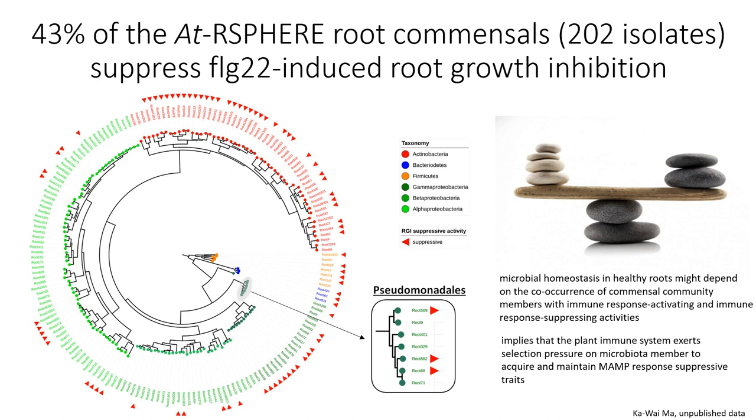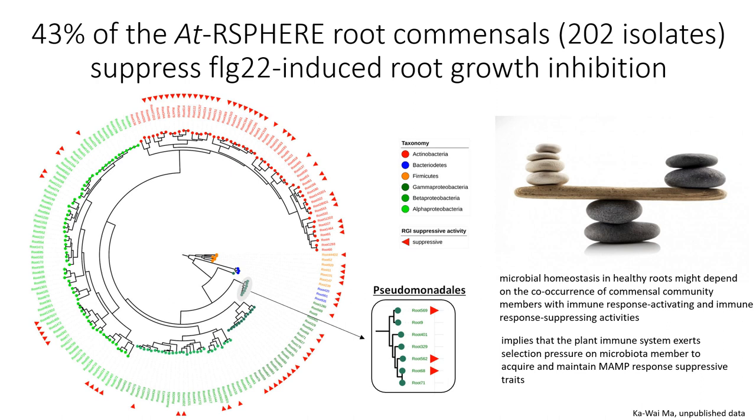And this was most likely independently involved in multiple sublineages. So in all of these phyla that I mentioned before, Actinobacteria, Alpha, Beta, Gamma Proteobacteria, Bacteroidetes, and Firmicutes. So it's a pervasive trait, but it's a strain-specific trait.